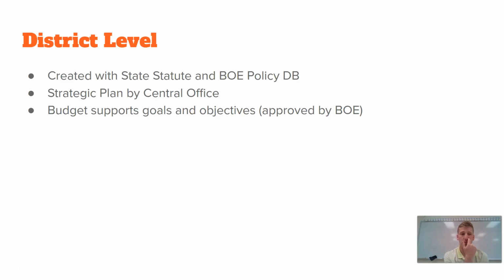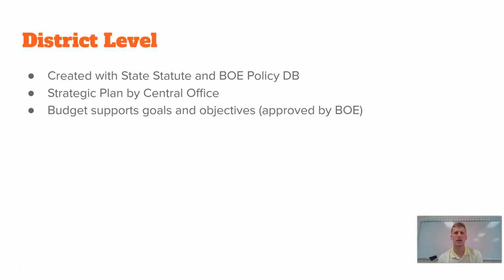So our district level budget is created with the state statutes in mind. There's quite a few rules you have to follow essentially. And the Board of Education policy, so they have annual goals that they want to meet, and they'll approve the budget to help achieve those goals. So then the central office comes up with a strategic plan for the budget for the year, and depending on what we want to accomplish, again, it'll change where they allocate funds to.